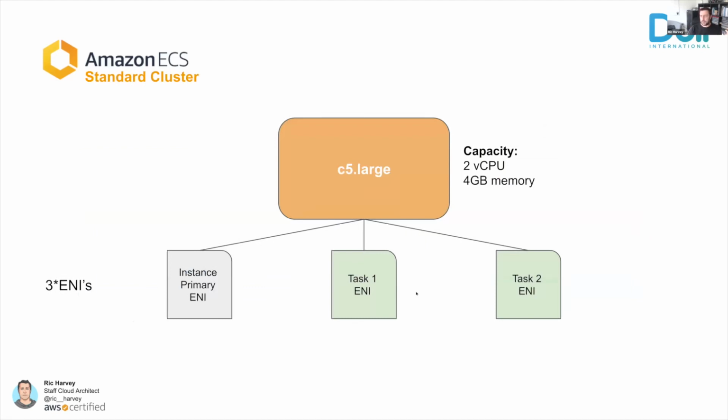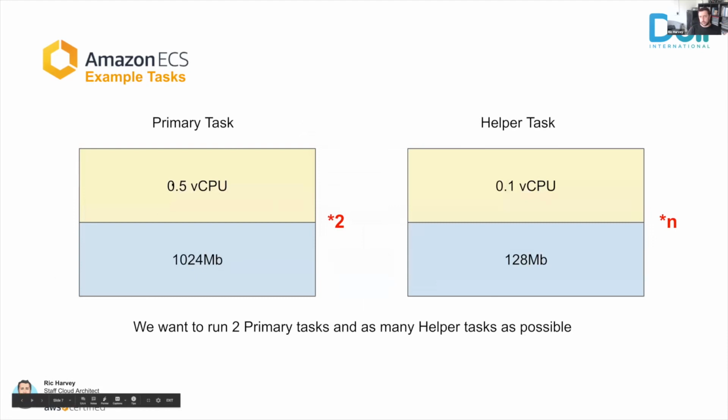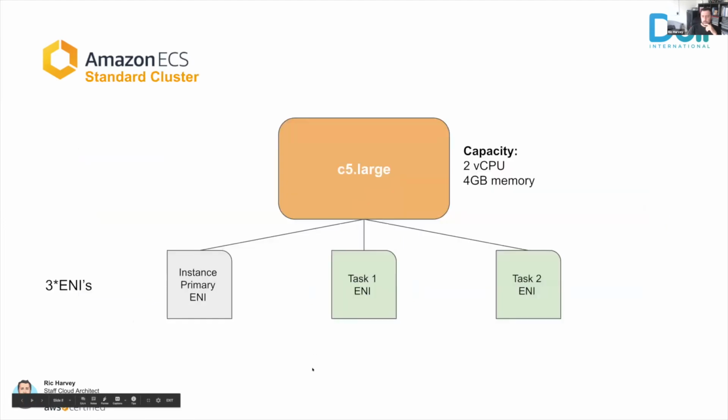So let's take a C5 large. Now, on the previous screen, I was showing that I'm using half a CPU and a gig of RAM, and my helper task is just using 0.1 of the CPU and 128 meg of RAM. Now, if I look at a C5 large, we've got quite a lot of capacity here. I could run 2 tasks on there, and I could run up to 10 helper tasks there, quite easily if I'm just going on pure numbers.